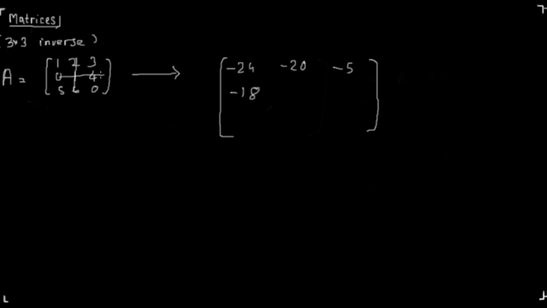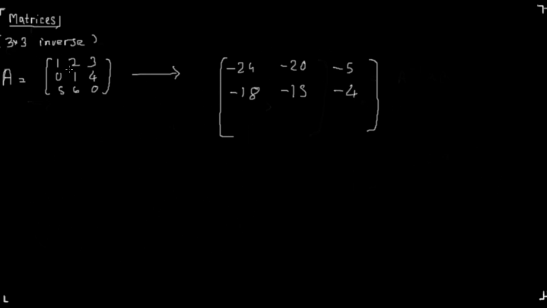Now here, this looks a bit cooler. 1 into 0, which is just 0, minus 3 into 5, which is 15. So this would be minus 15. Now let's speed up the process. Let's do this. This would be 6, and then minus 10. So that would be minus 4.